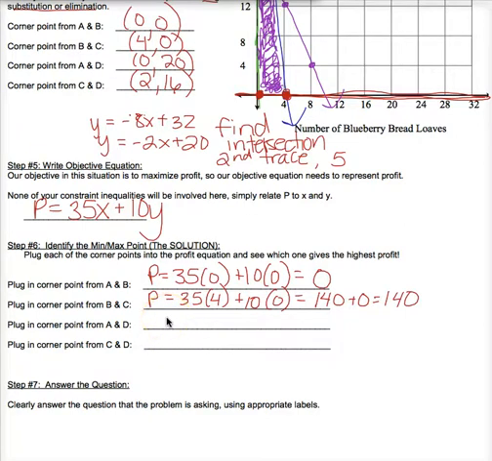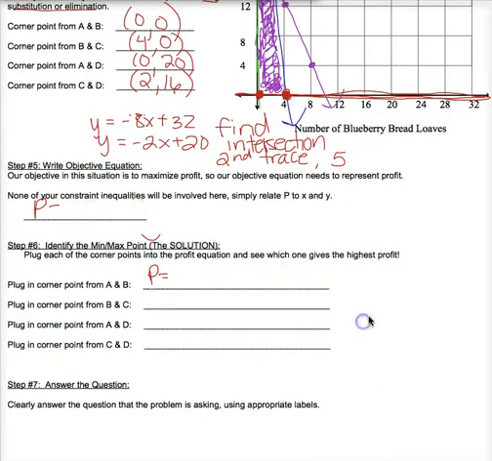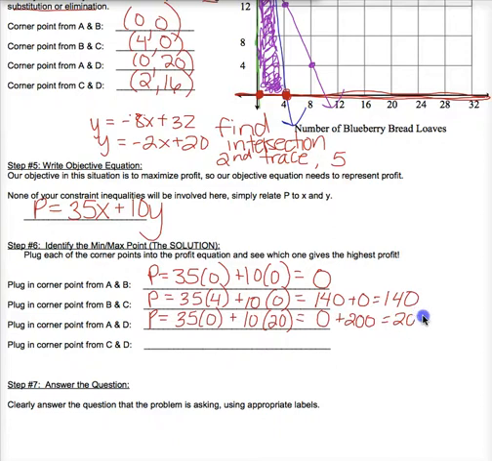All right, now A and D, the point 0, 20. So 35 times 0 plus 10 times 20. So 35 times 0 is 0, 10 times 20 is 200. So I get $200. So if I made 20 batches of muffins, I would make more money than if I made 4 batches of bread.